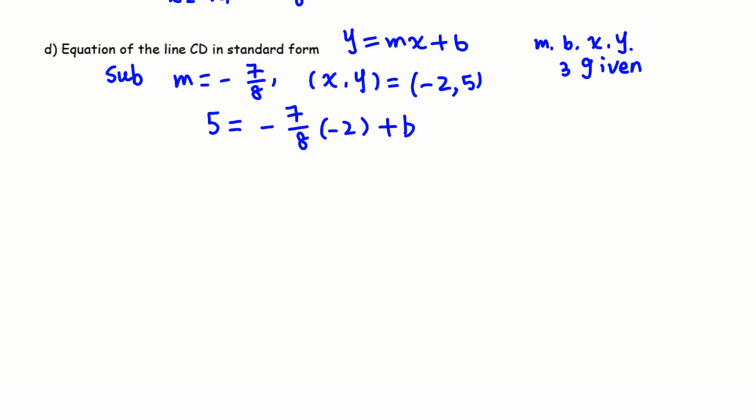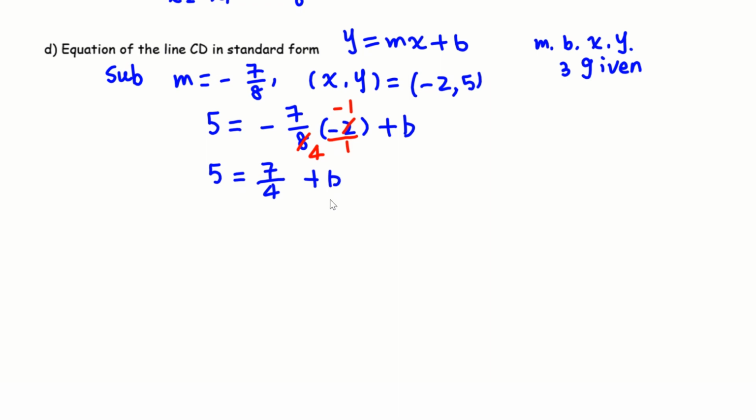If you have the fraction multiplication, then the integer negative 2 is negative 2 divided by 1. So we can cancel the common factor 2. Negative 2 divided by 2 is negative 1. 8 divided by 2 is 4. The numerator times numerator, denominator times denominator, we have 5 equals negative 7 times negative 1 is 7, 4 times 1 is 4, then plus b.